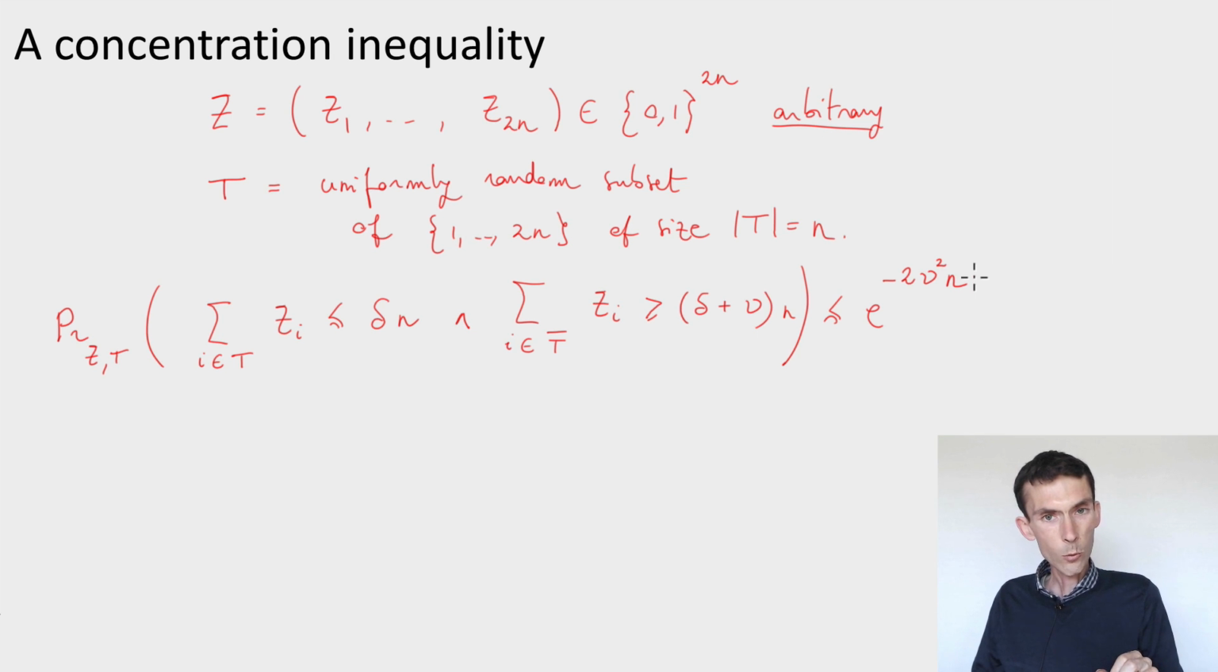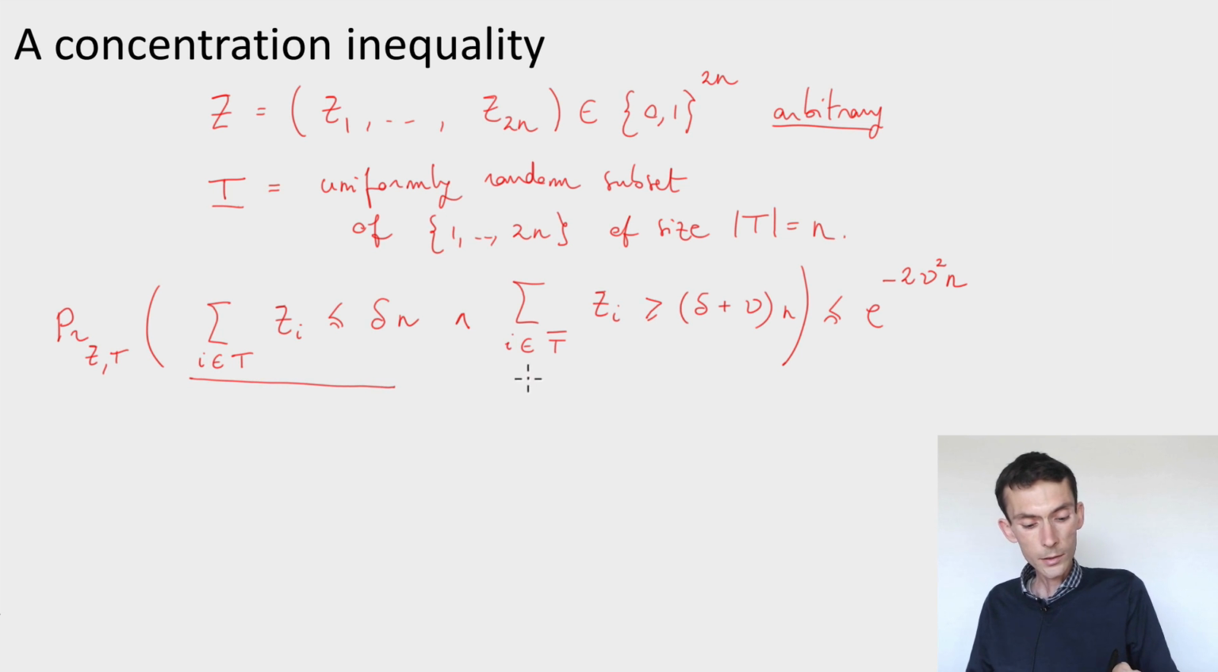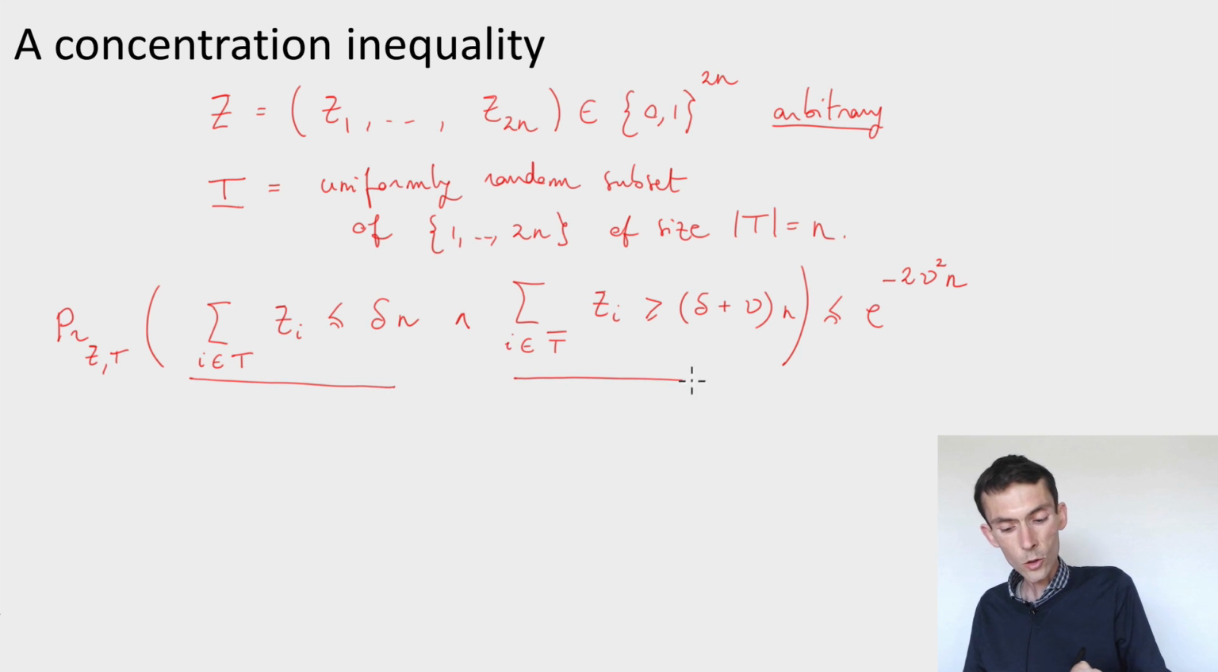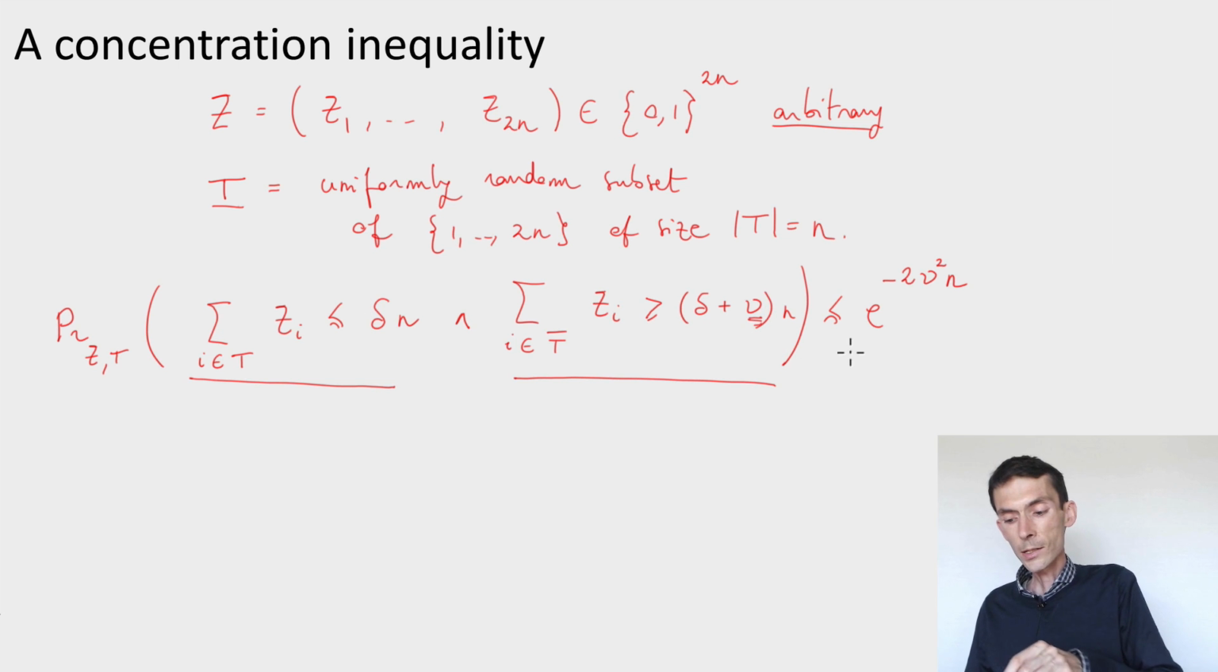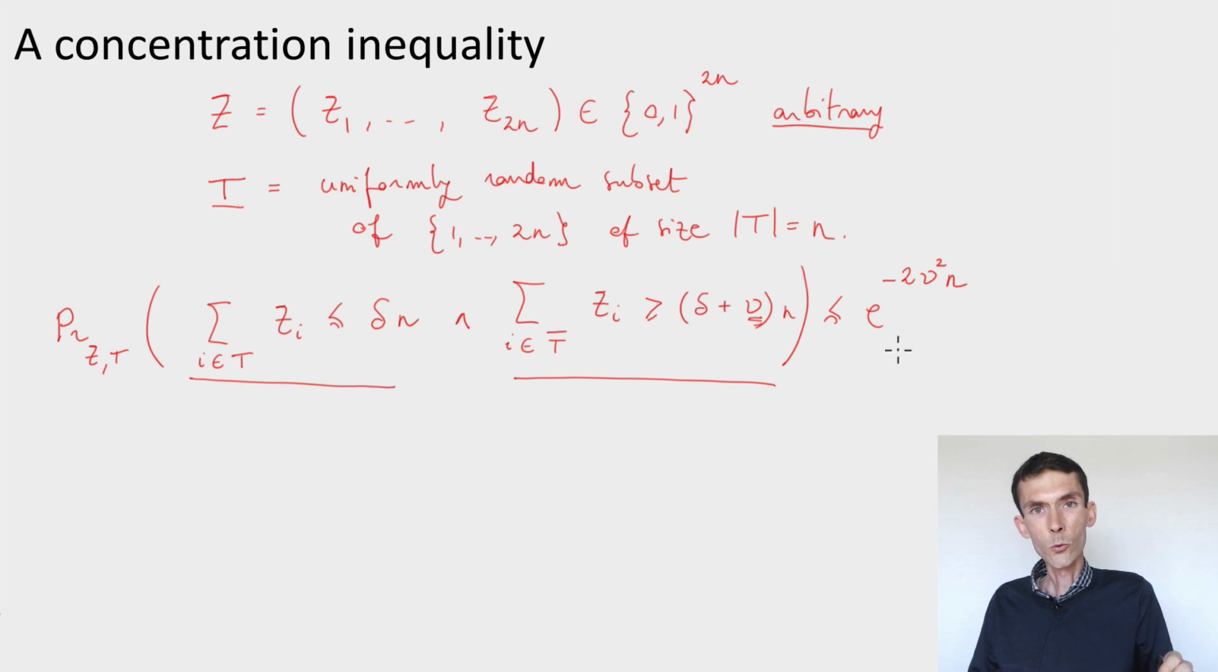So this is why the inequality is very strong. It's not making any assumptions on the distribution of z. Whatever the z are, they can be very correlated. It's saying that if you choose a random subset t of locations, and if you observe that the sum of the z_i's for the indices in t is small, then the chance that the sum of the z_i's for the indices not in t is substantially larger, by some amount nu, than the sum that you observed in the indices in t, is exponentially small in nu squared times n.